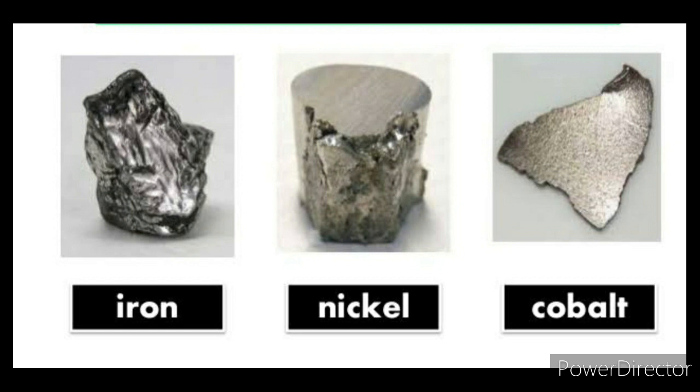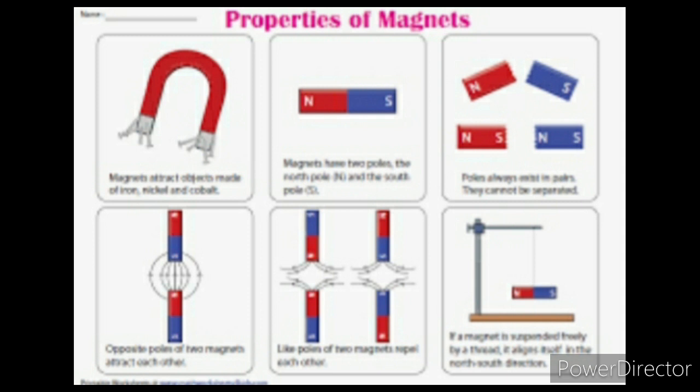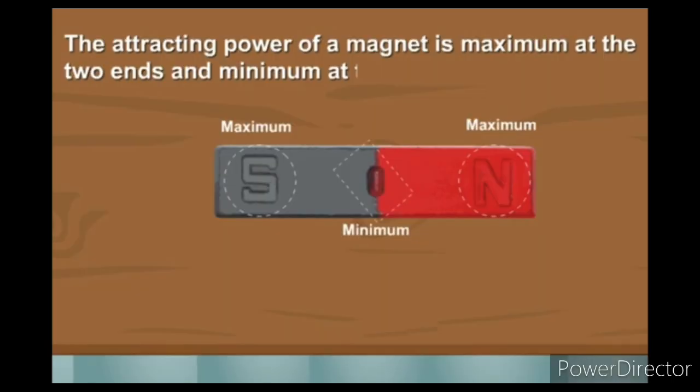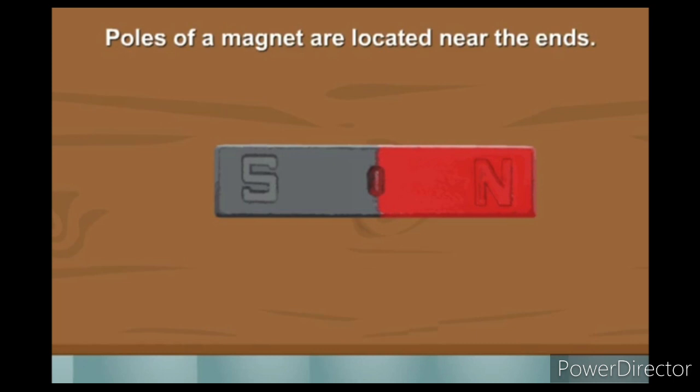Now dear students, let us learn about the properties of a magnet. The points where the attraction is maximum are called poles of the magnet. Look at this picture. Attraction is maximum near the ends. The poles of the magnet are located near the ends of the magnet.